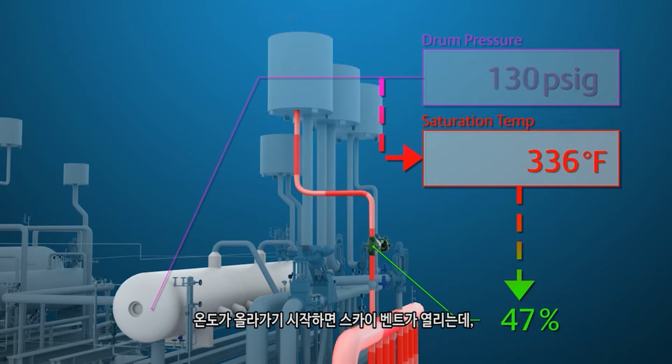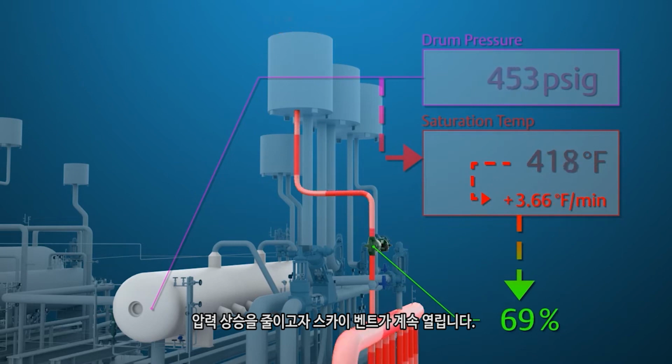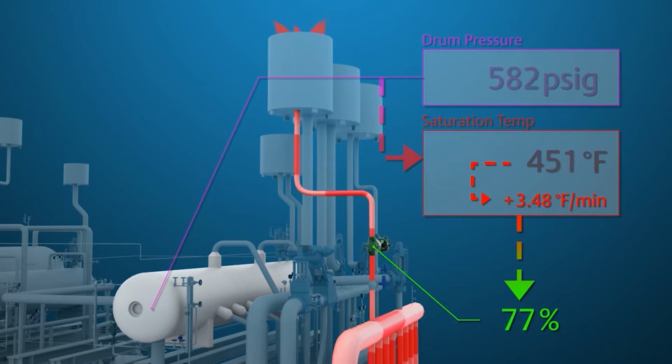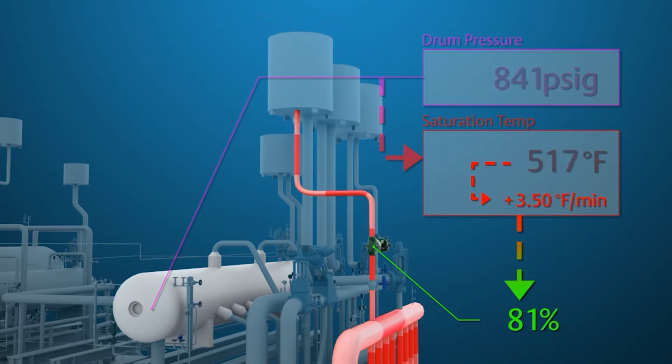The sky vent will open as the temperature starts to rise. If the temperature change rises above the set point, the sky vent will continue to open to reduce the pressure rise. The sky vent will open or close to maintain the temperature rise in the steam drum at its set point.